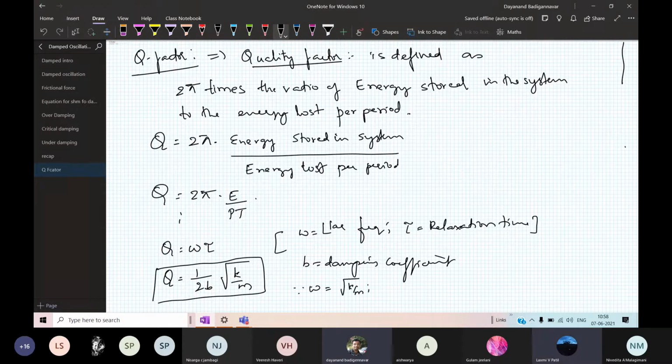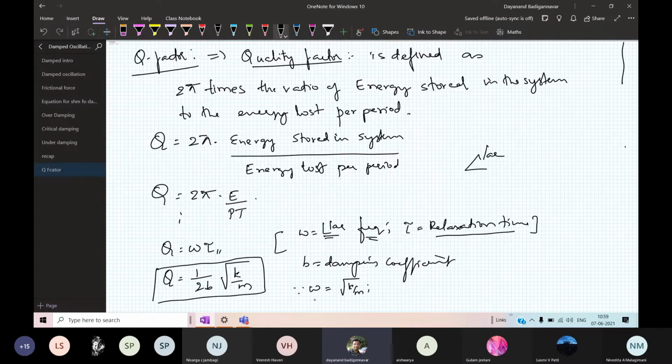Sir, omega equal to what, sir? Omega into tau. This one is tau. Omega is angular frequency. Tau is the relaxation time.